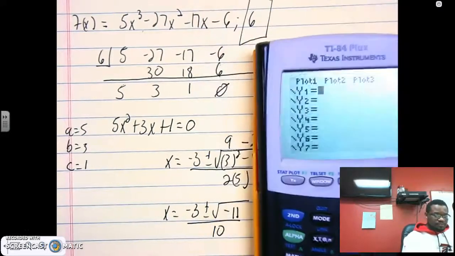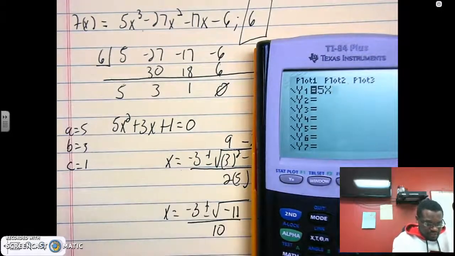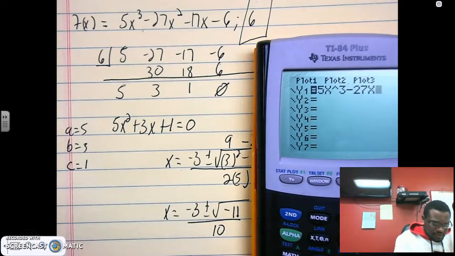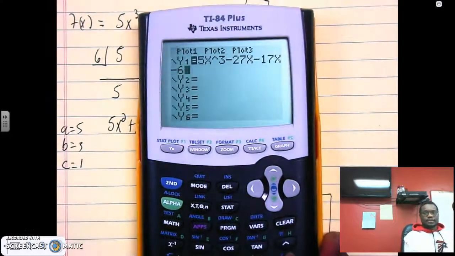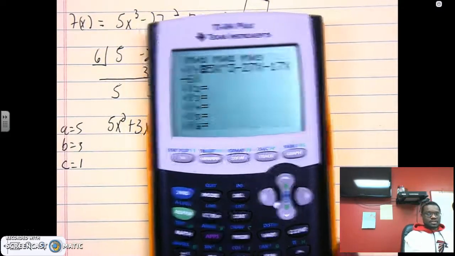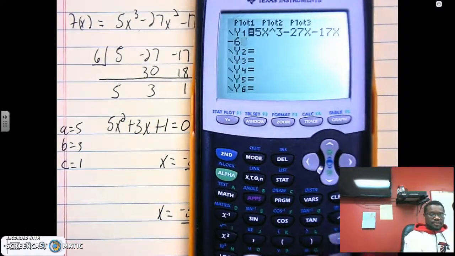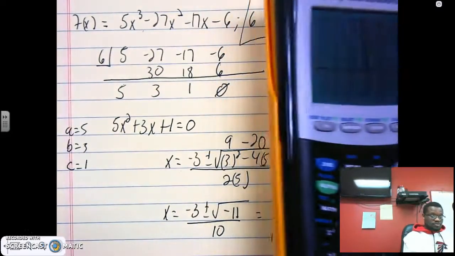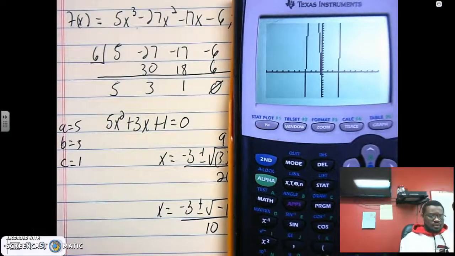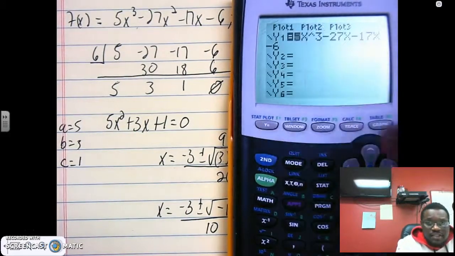And I'll put 5x cubed minus 27x minus 17x minus 6. Okay, I know it was off, so I can read it. 5x cubed minus 27x minus 17x minus 6 is the function. And so I hit graph. Weird. Super weird. But I didn't put this in right. Let us go back and check.